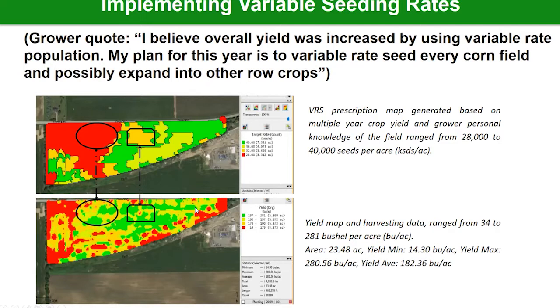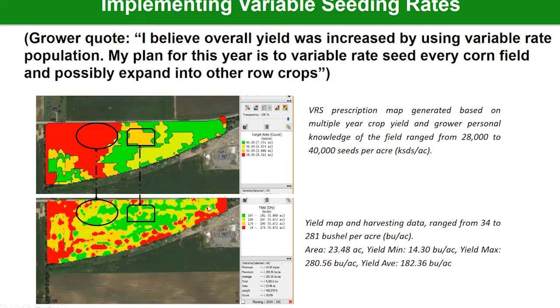So what's the reason here? Are we missing something? What's the problem? The reason we planted 28,000 here was because of the historical yield and the information the grower had. So now there is a question here. Why, with planting 28,000, we got 190, but at the same time we planted 40,000, we got almost the same yield?